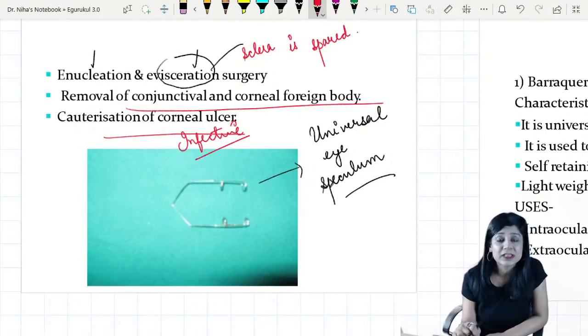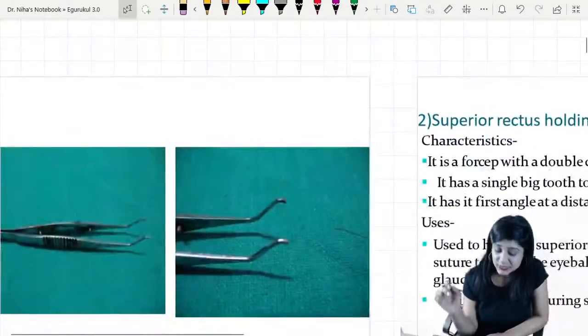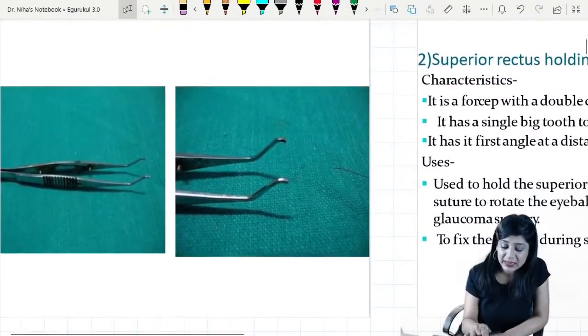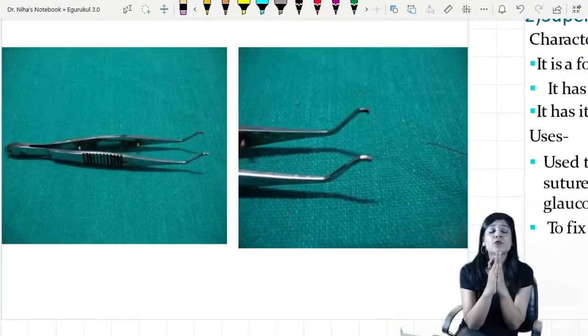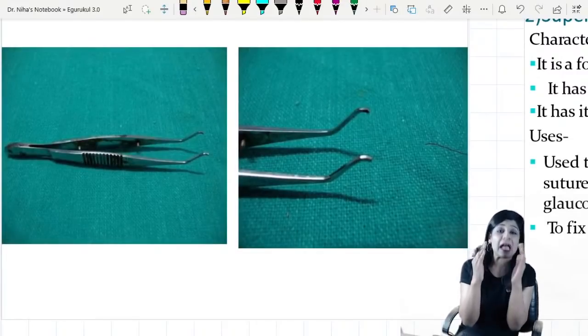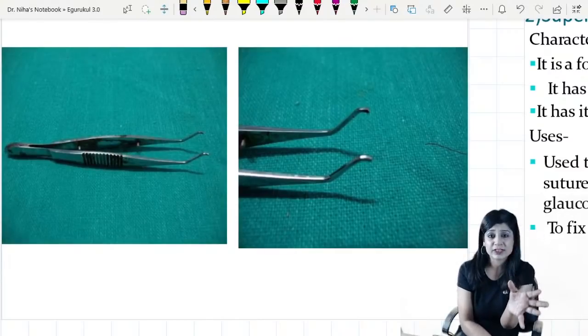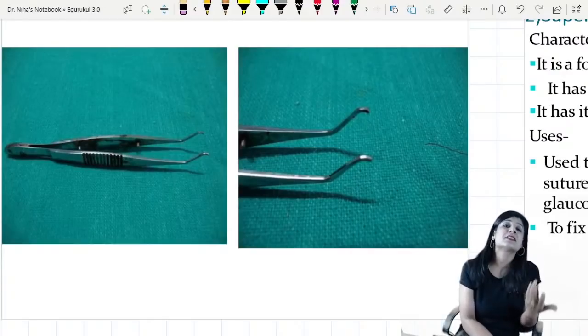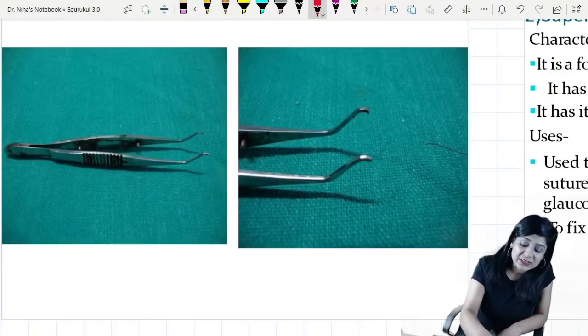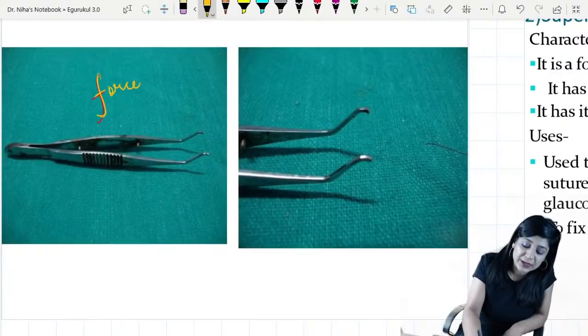So I hope this is very clear what is the use. Now the second important thing is this one. First of all, we have to learn how to identify: is it a forceps or is it a scissors? Or is it a speculum? For that you can see the shape. So you can see this is actually a forceps.